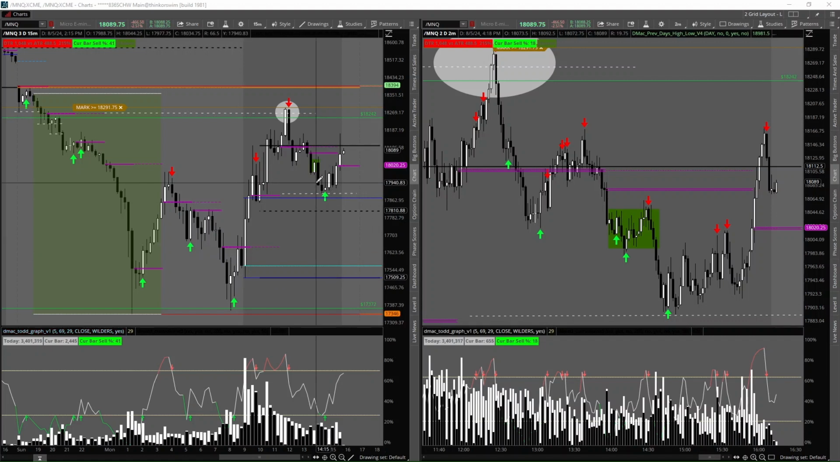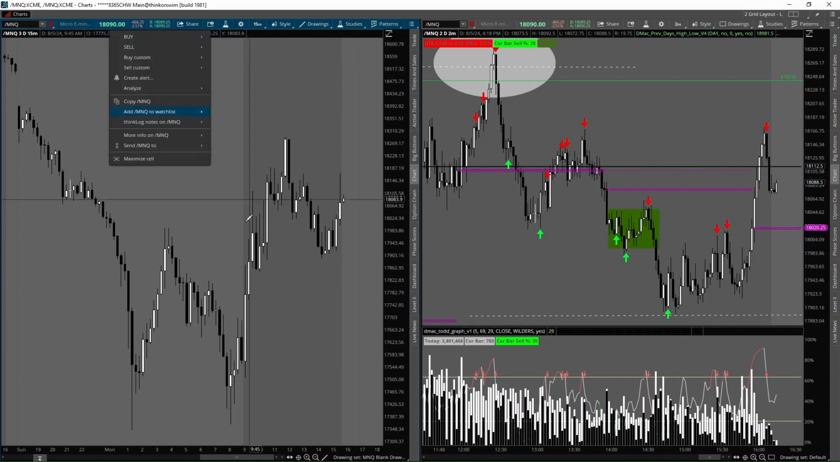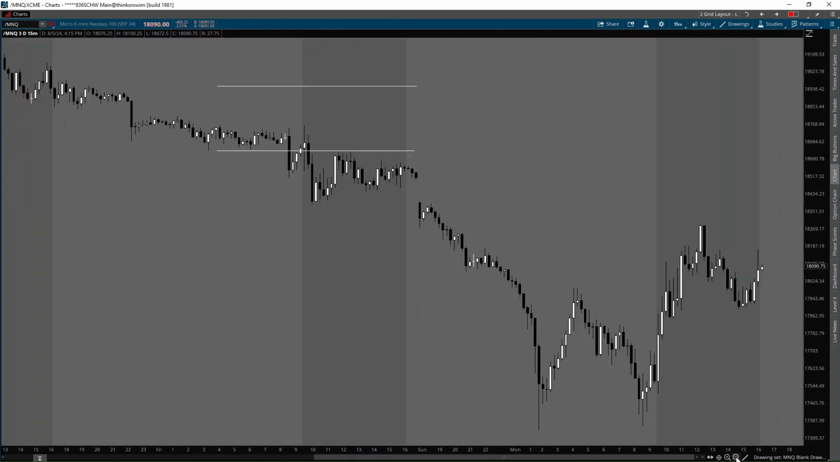But the first thing to note is, what I'm going to do is just take away all studies. I'm going to make this a naked chart. Remove all studies. Okay, so here we have a naked chart. I'm just going to remove the drawings and remove the alert. All right, so this is a 15-minute chart that is showing price movement in the NQ futures contract.